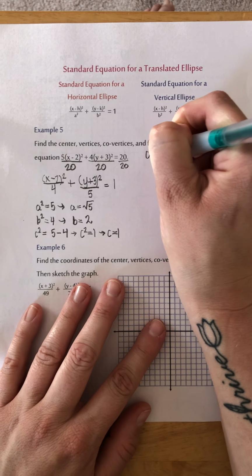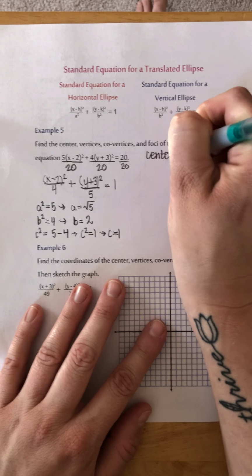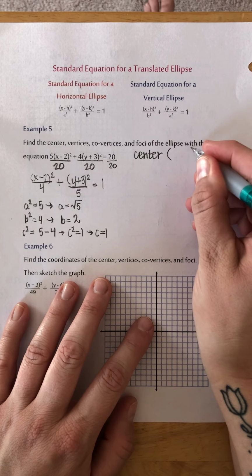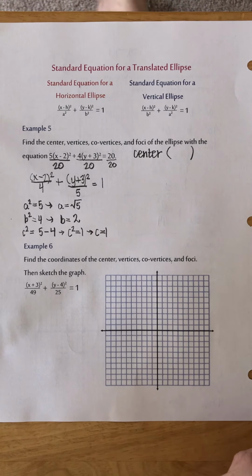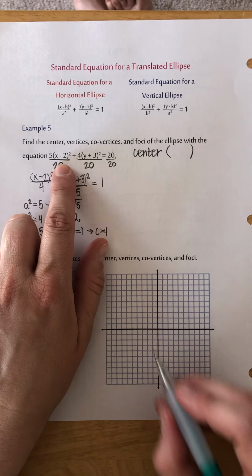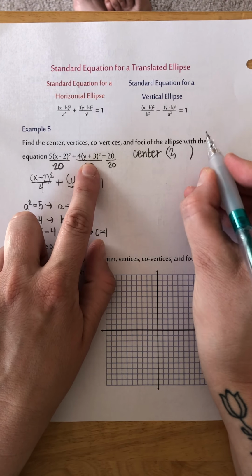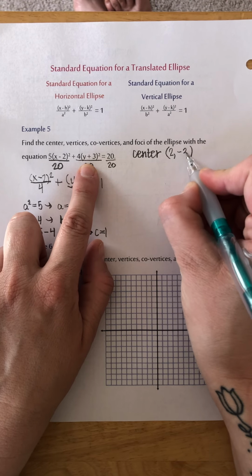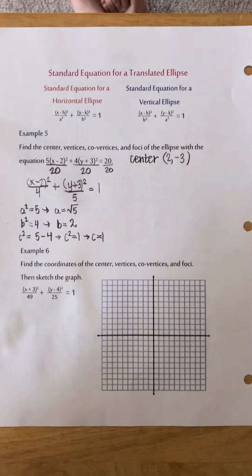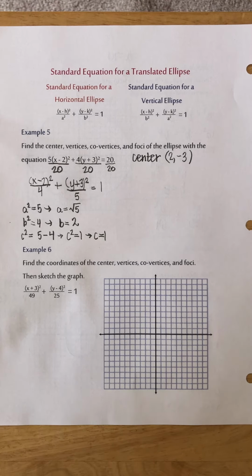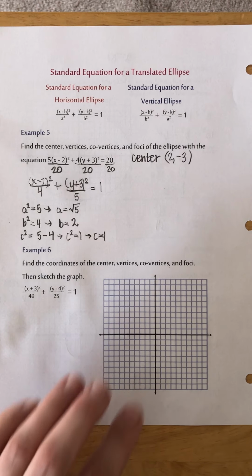Okay, so let's start with the center. So we want to do h, k. Remember, that means the opposite of what you see. So for us, h is going to be a positive 2. k is going to be a negative 3. Remember, h and k are inside with the function, which means that it's going to be the opposite of what we see.